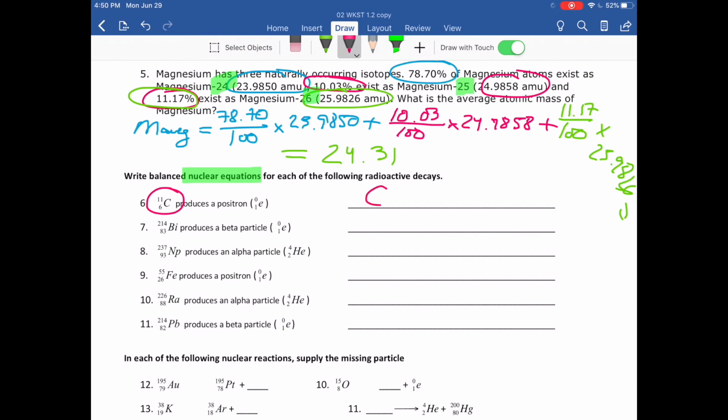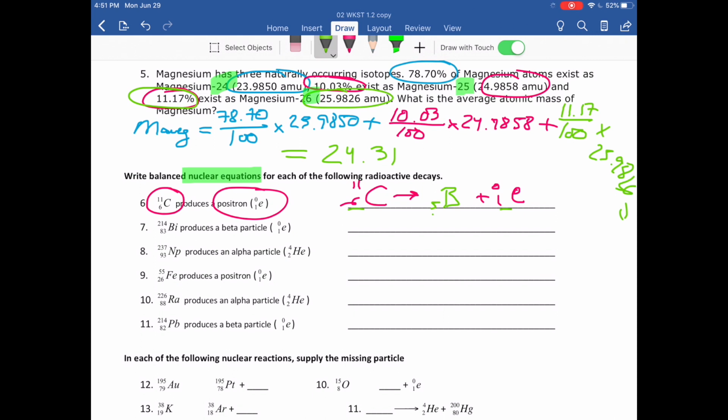So carbon-11, 6, yields or forms, it's telling you a positron. So a positron is 0, 1, e. You need to know the symbols of each of the particles or each of the radioactive decay types that we've learned. All right, so now you need to go to the periodic table and find the element that has an atomic number that plus 1 equals 6. So that has to be 5, right? So 5 plus 1 equals 6. And then that element is going to be B, boron.